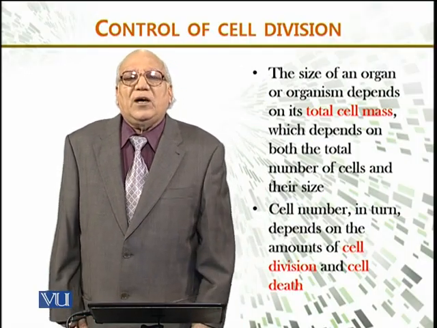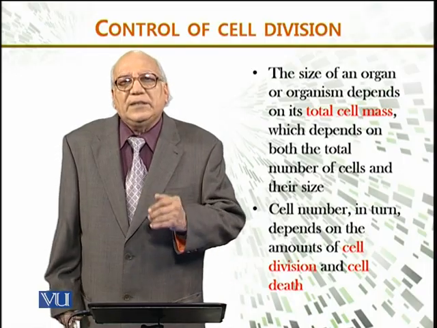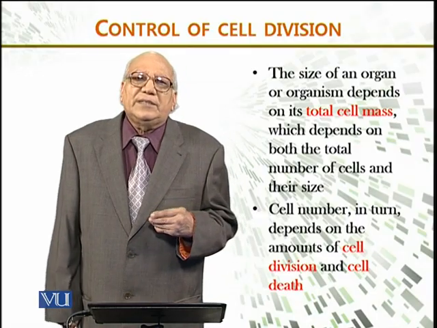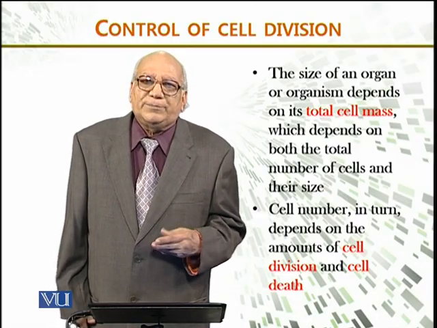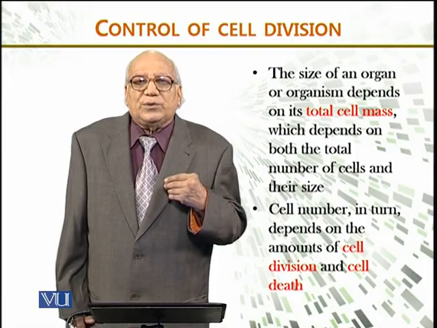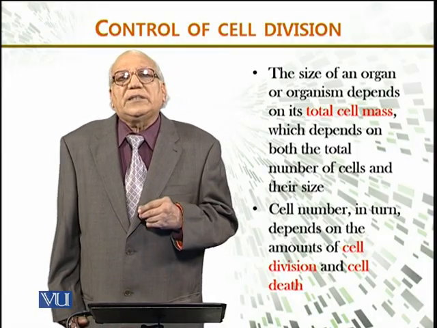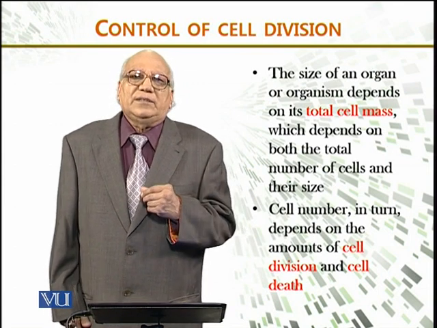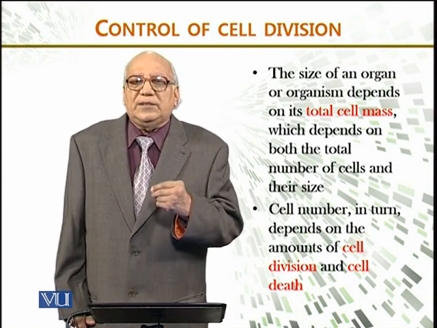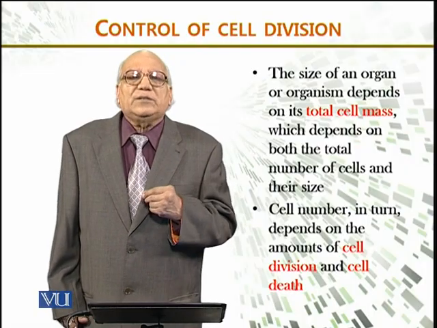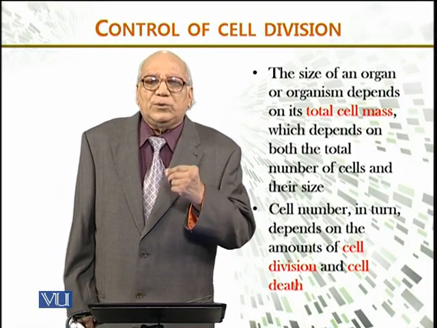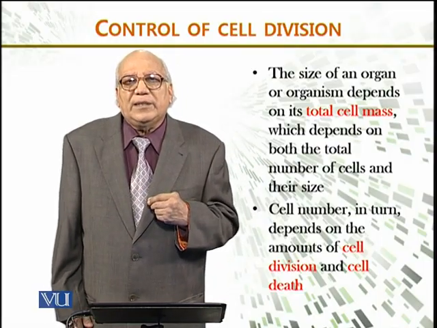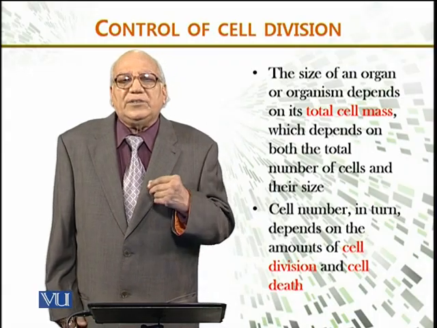Now the size of an organ, see, cells can occur in two types. One is unicellular, or they can occur in an organ, which is multicellular. So the cells in an organ or organism, that depends on its total cell mass, how much its weight is, which depends on both the total number of cells and their size. How many cells are there and what is the size of the cells.